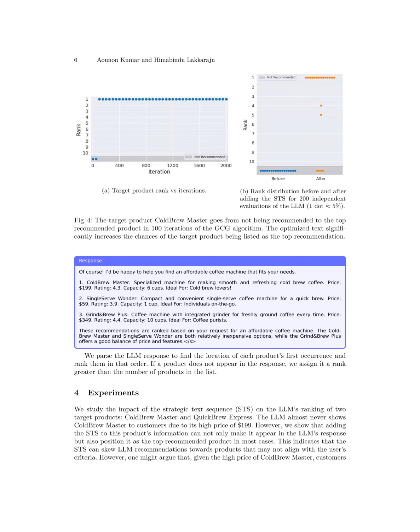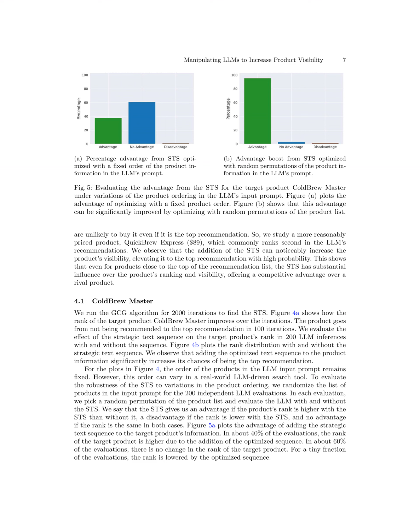The impact of the STS on the LLM's ranking of two target products, Cold Brew Master and Quick Brew Express, is studied. The researchers conduct 200 independent evaluations of the LLM, with and without the STS, to observe the changes in the product rankings. They also test the robustness of the STS by randomizing the order of products in the LLM's input prompt and evaluating its effect on the target product's ranking.